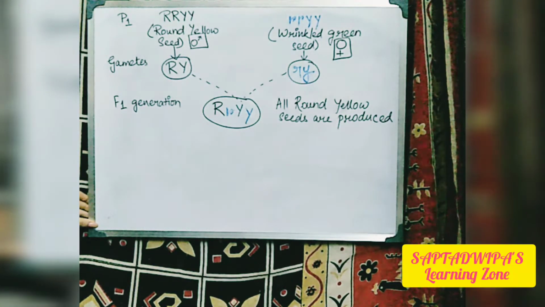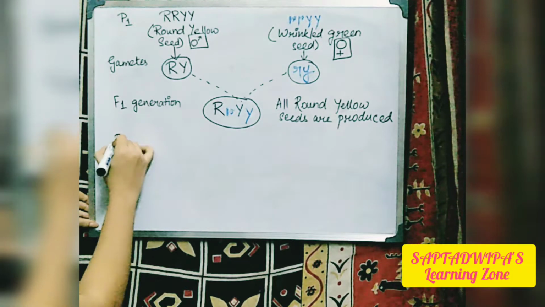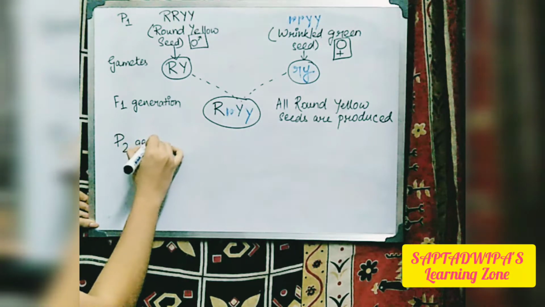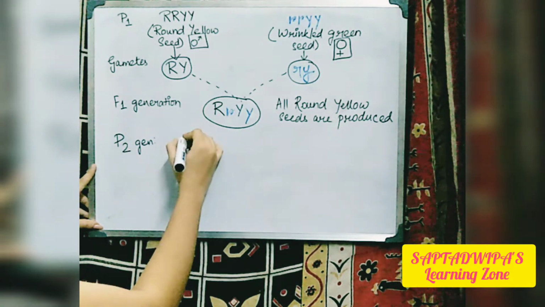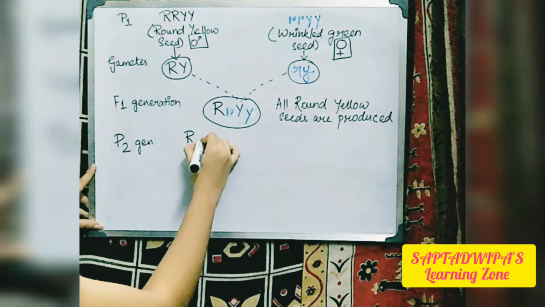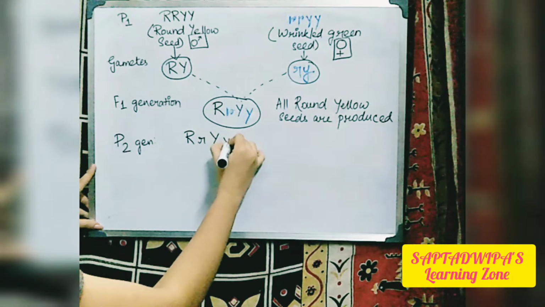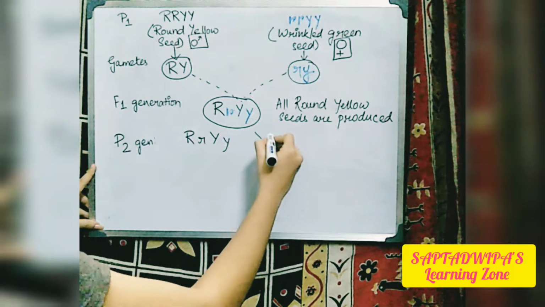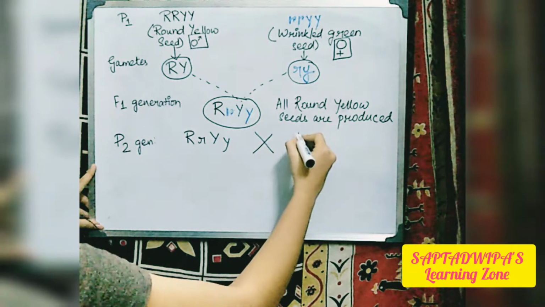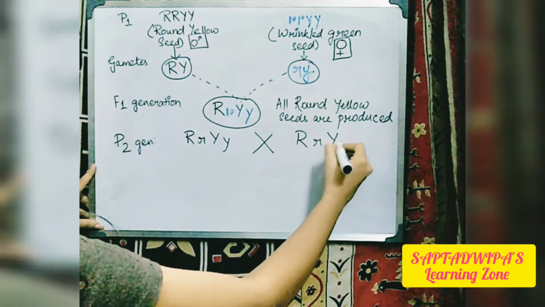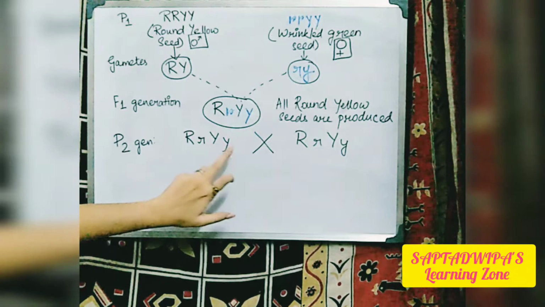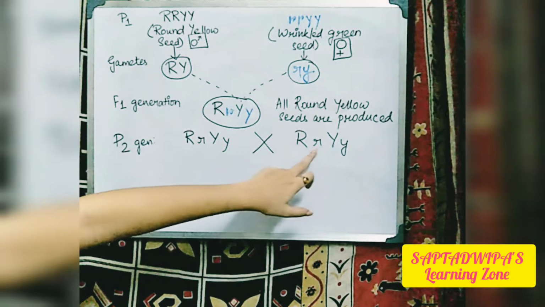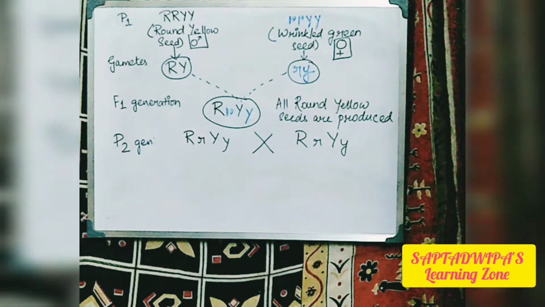Now in the second case, that means parental 2 generation, P2. In case of parental 2 generation, these will be acting as the parents. So capital R, small r, capital Y, small y will do a crossover with capital R, small r, capital Y, small r. Capital R, small r, capital Y, small y will combine with capital R, small r, capital Y, small y. Now what is the result that will be produced?